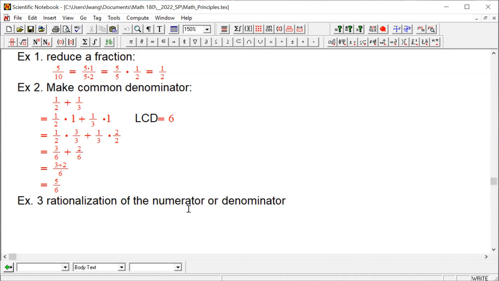So we're going to first talk about the rationalization of the denominator, which you have probably seen before. Okay, example.